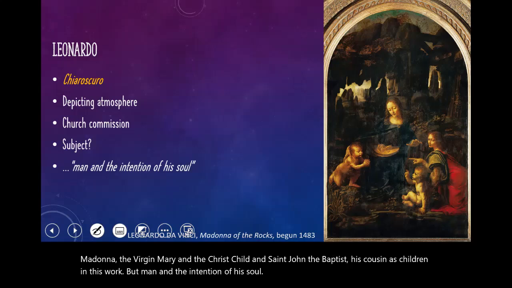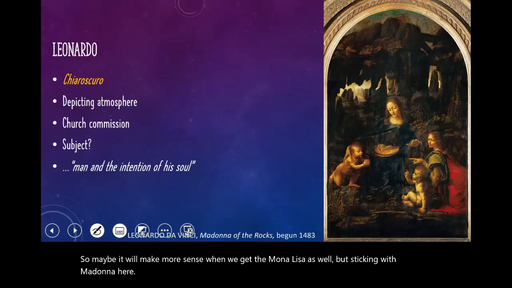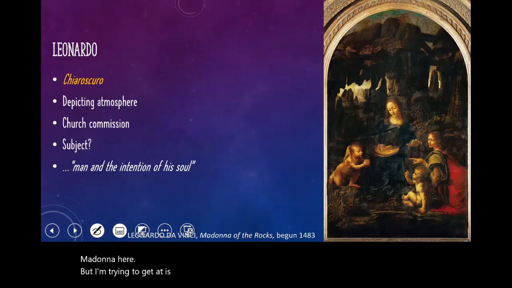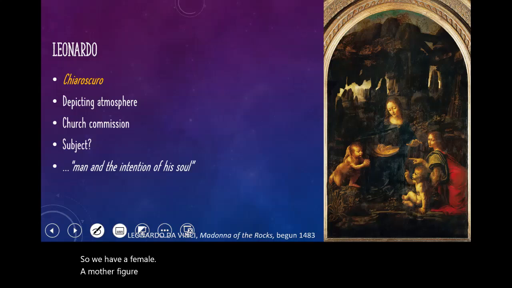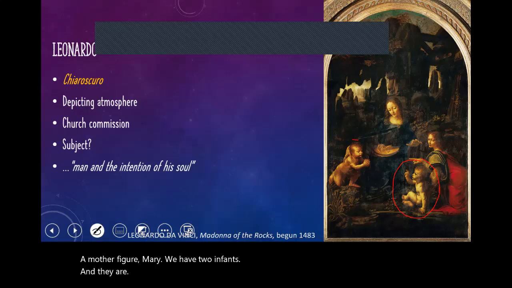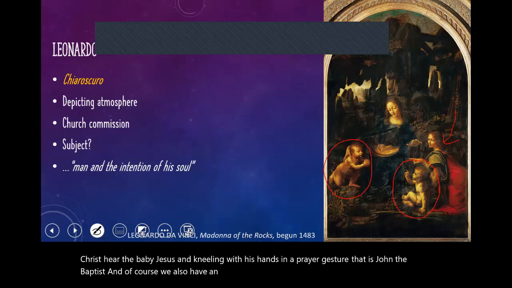So maybe that'll make more sense when we get to the Mona Lisa as well. But sticking with Madonna here, what I'm trying to get at is that there is the literal subject, that is what is painted on the wood. So we have a female, a mother figure, Mary. We have two infants, and they are Christ here, the baby Jesus, and kneeling with his hands in a prayer gesture, that is John the Baptist. And of course, we also have an accompanying angel.